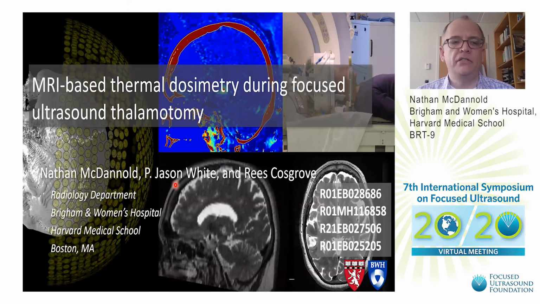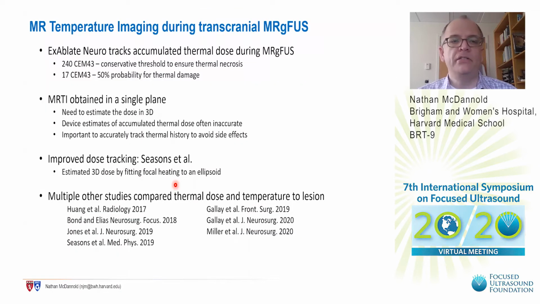I'm going to talk about our experience comparing the thermal dose to the lesions during essential tremor cases. During the treatment, the Exablate Neuro tracks the accumulated thermal dose during the essential tremor and other neuro cases. It displays two overlays, one at a high threshold at 240 equivalent minutes at 43 degrees, and one at 17 minutes. The lower value indicates where you have a high probability for thermal damage.